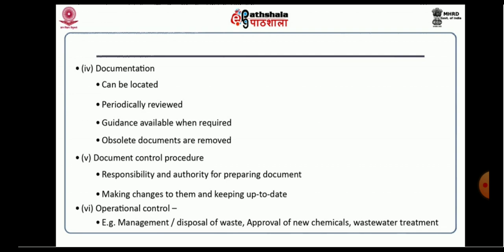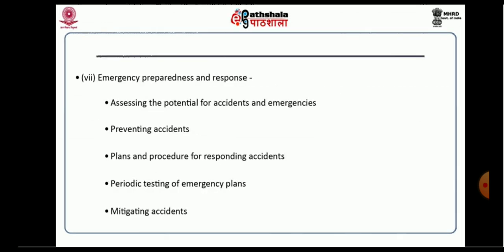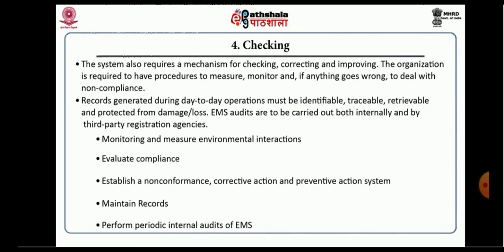And the sixth one is called operational control. For example, every management has to take into account disposal of waste, approval of new chemicals, and wastewater treatment. And the seventh point is called emergency preparedness and response. Emergency preparedness means assessing the potential for accidents and emergencies, preventing accidents, plans and procedures for responding to accidents, and periodic testing of emergency plans and mitigating accidents. So this is all about the points.